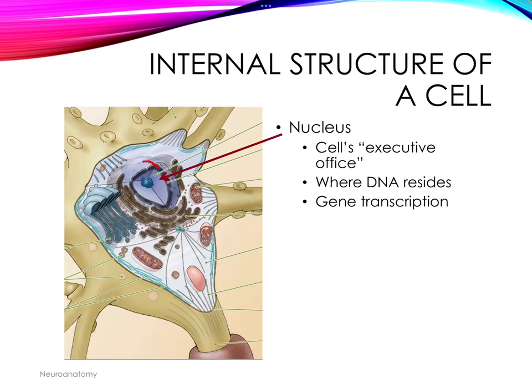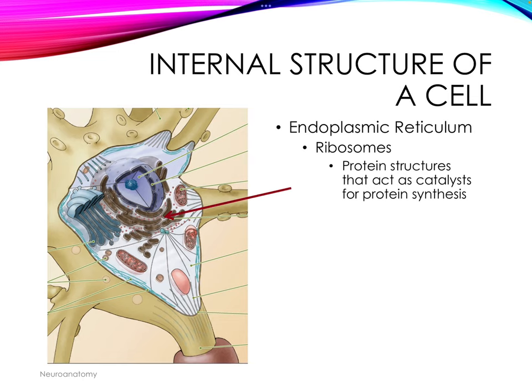If we look specifically at the nucleus here, this is what we refer to as the executive office. DNA resides there. It's the full instructions on what that cell needs to do with its life. It contains gene transcription and allows for that information to govern the cell. Here we have the endoplasmic reticulum, which contain ribosomes, and the ribosomes serve as a catalyst to synthesize proteins. That is very important for the transmission of information as we go down the line.